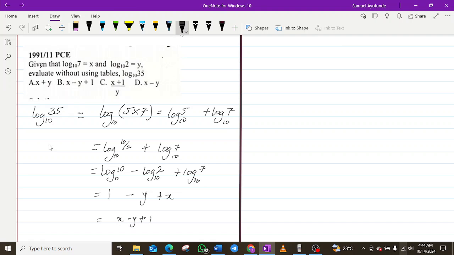x is positive here, x is still positive. y is negative, y is still negative. 1 is positive, 1 is still positive. So they are the same. So this is the answer to the question. Quite simple and straightforward.